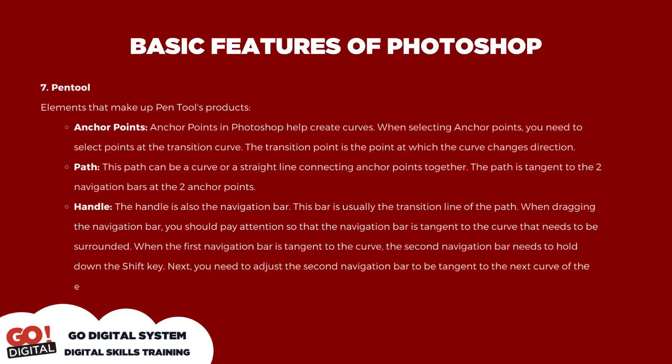Handle. The handle is also the navigation bar. This bar is usually the transition line of the path. When dragging the navigation bar, you should pay attention so that the navigation bar is tangent to the curve that needs to be surrounded. When the first navigation bar is tangent to the curve, for the second navigation bar you need to hold down the Shift key. Next, you need to adjust the second navigation bar to be tangent to the next curve of the envelope.